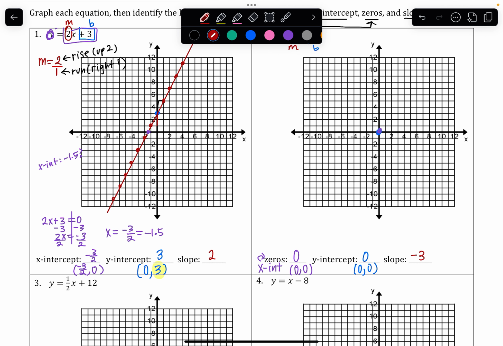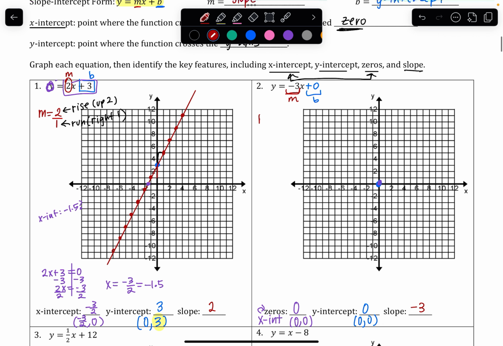Okay, and so now to get some other points, I'm going to rewrite the slope as a fraction, -3 over 1. And then remember, the top number is your rise. And because it's negative, that means we're going down 3. And then the bottom number is positive, so we're still going to run to the right 1. So down 3, right 1, down 3, right 1, down 3, right 1, down 3, right 1.